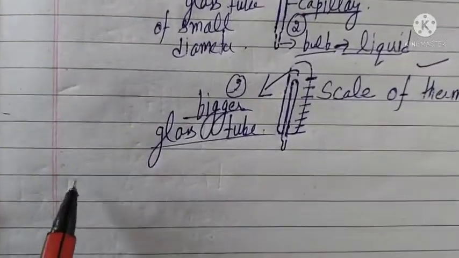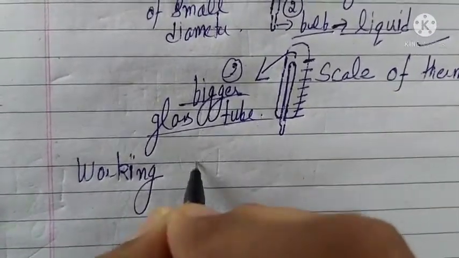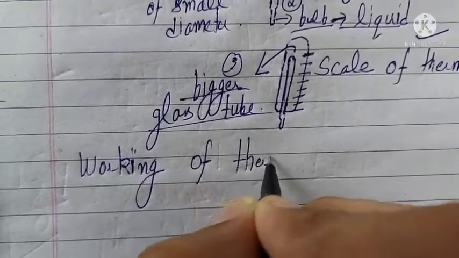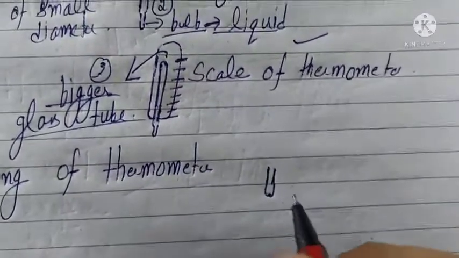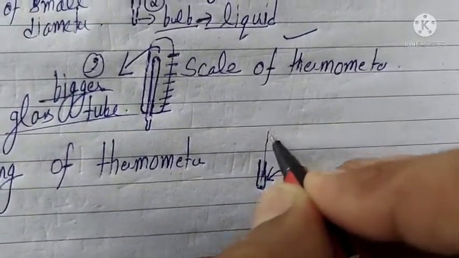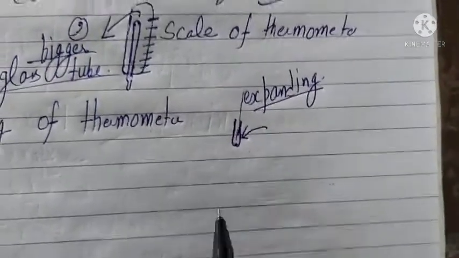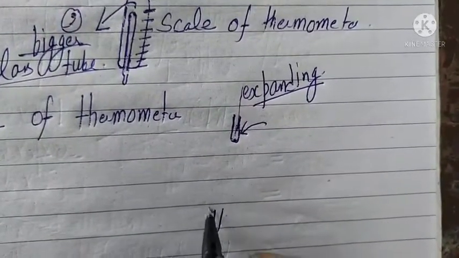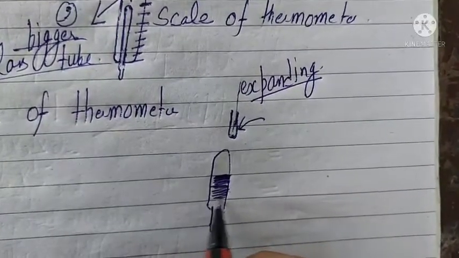Now the next concept is how this thermometer works. When the bulb of a thermometer is placed in an object whose temperature is to be measured, the liquid inside the bulb starts expanding. Liquids expand on heating. It will rise to some level in the capillary tube like that. Suppose the liquid has risen to this level.